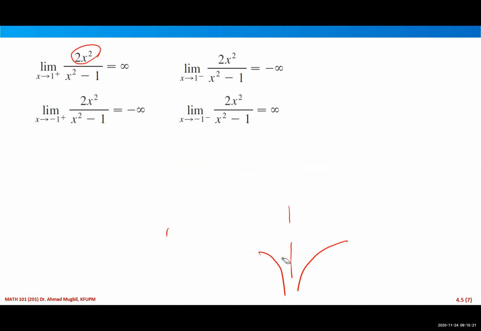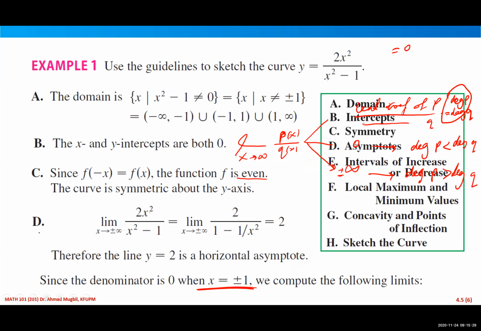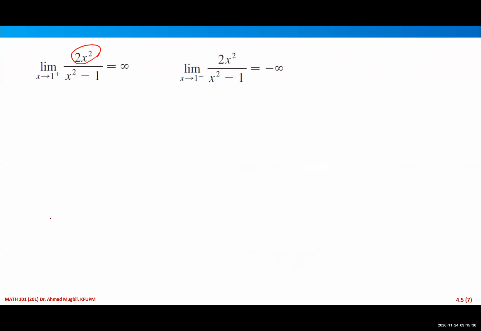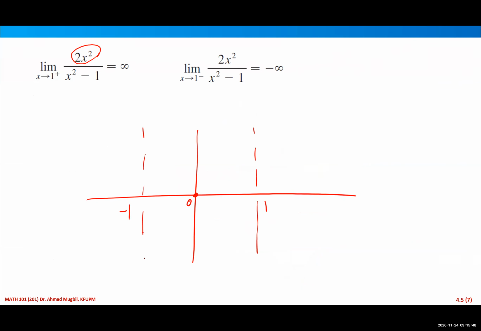Now let's summarize, by the way. Initially, we now have some ideas. It is important, after step D, to make what we can call a preliminary or initial sketch. So what can we do? I have that the x-intercept is 0 and also the y-intercept. I have a vertical asymptote at 1 and a vertical asymptote at negative 1. We also have a horizontal asymptote, which is 2.